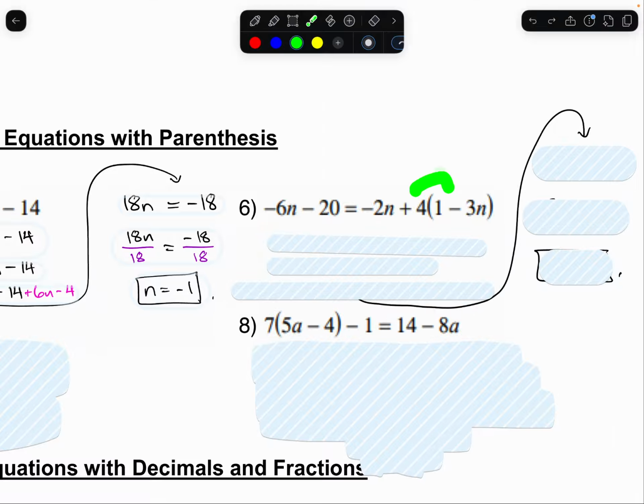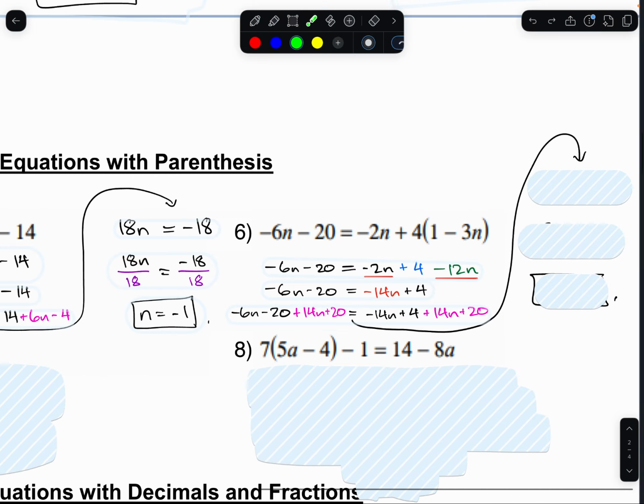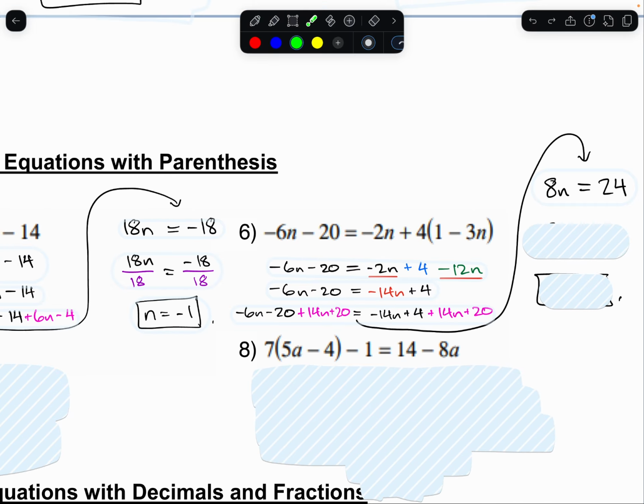Here's number 6. Again, distribute to get rid of those parentheses, combine your like terms, and then we need to get the variable n just on one side. So if we add 14n, that'll cancel out with this red one here. And if we add 20, then this plus 20 on the left side will cancel out this minus 20. We'll be left with 8n on the left, 24 on the right. Divide both sides by 8, and you'll get n equals 3.